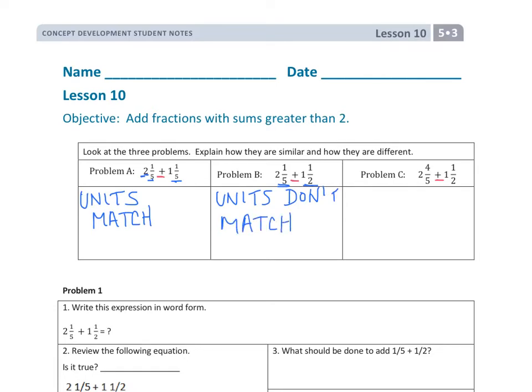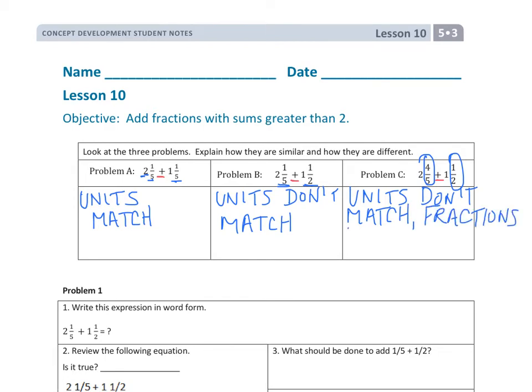And then over here, not only do the units not match, but 4/5 is pretty close to 1. And then you've got a half. So these units don't match. And if I add those fractions together, they're going to be greater than 1. So units don't match. Fractions are greater than 1.